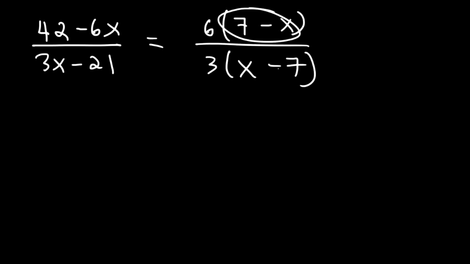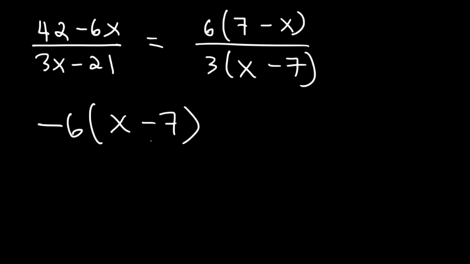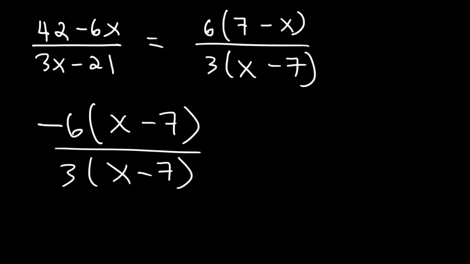And notice that we have this situation. So we need to factor out a negative 1. Let's take out a negative 1 from 7 minus x and reverse the letters, or numbers and letters. So negative x becomes positive x if we do so, and positive 7 will change into negative 7. And now at this point, we can cancel x minus 7. And so we're left with negative 6 divided by 3, which we know is negative 2. And that is the answer for this one.